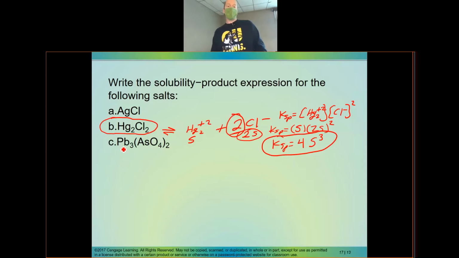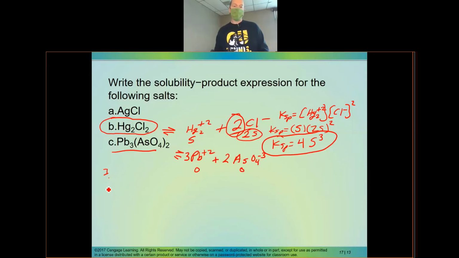All right, and so for part C, you have to do periodic trends. You see that As is in the same column as your phosphorus. And so you know that we're looking at a Pb 2+, we have 3 of them, and we have an AsO4 3-, and we have 2 of them. Because it is neutral over here, and now we have a plus 6 and a minus 6, we are neutral on the other side as well. Charge has to balance. So here, again, in water, we're going to start initially with 0.